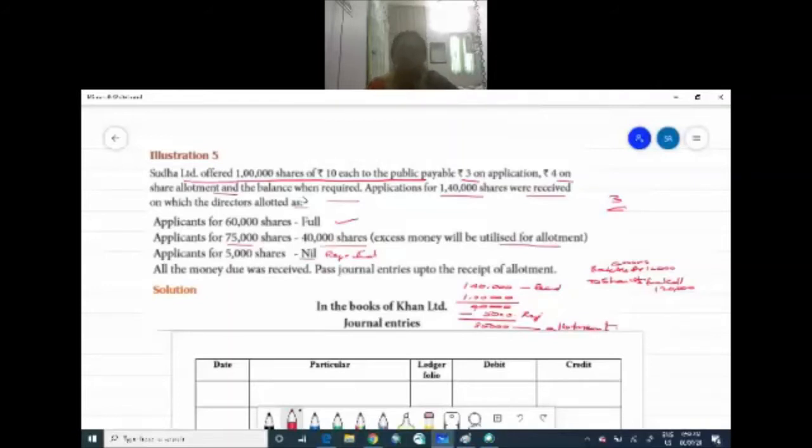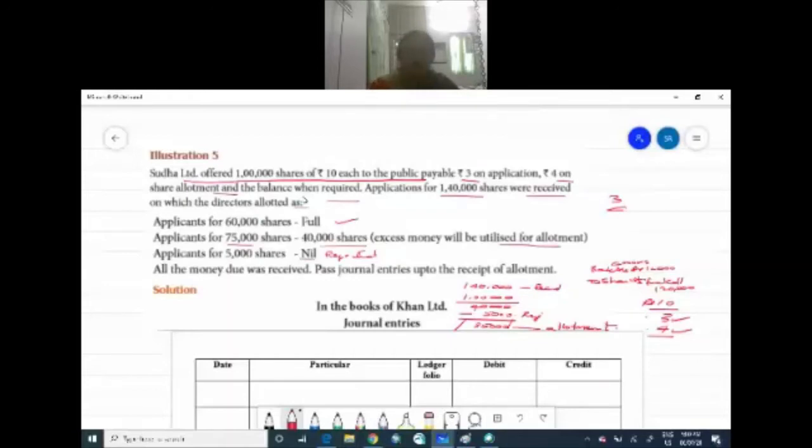Now, 35,000 you're going to adjust in allotment. What is the money you're going to receive in application? 3 rupees on application, 4 rupees on allotment. The total face value of the share is rupees 10. So all your calculations are going to be in 3, because you're going to receive 3 rupees in application and 4 rupees in allotment.